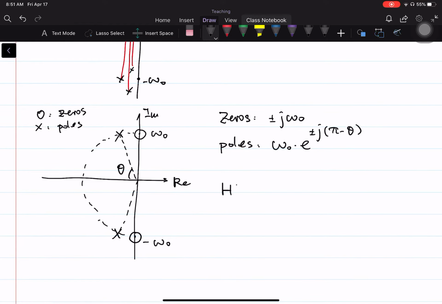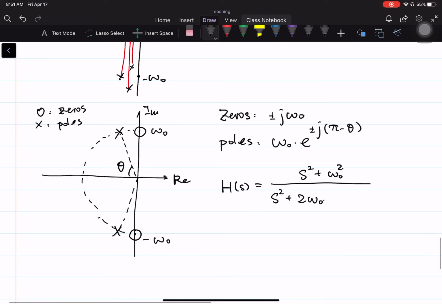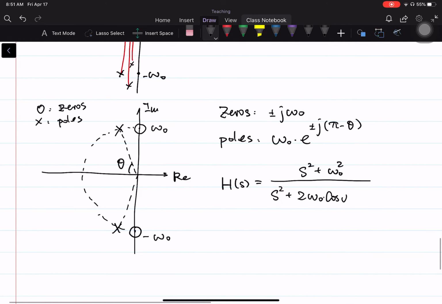It's not difficult to find out that H of s will be: the numerator is s squared plus omega naught squared, so that you have two roots that are the two zeros, plus minus j omega naught. And I place the two poles in the denominator polynomial, so you will have s squared plus 2 omega naught cosine theta times s plus omega naught squared. So if we arrange the poles and zeros in this manner, we end up with this transfer function.